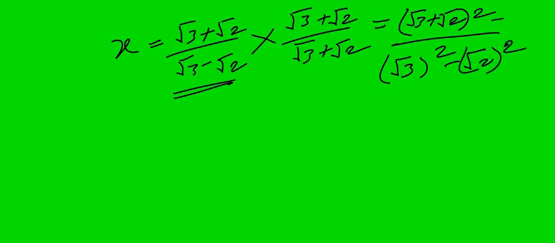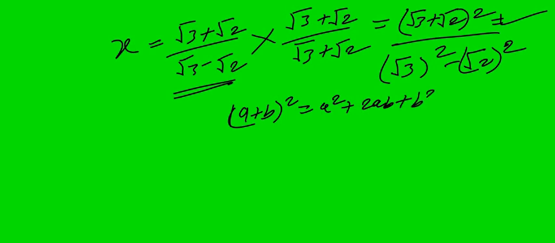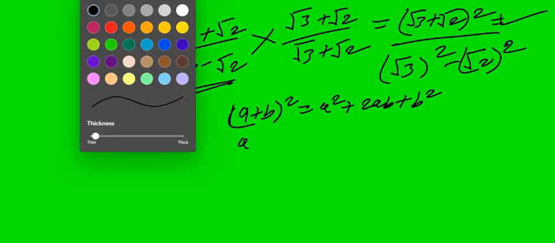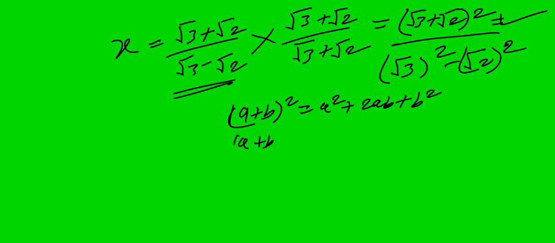So see, here you are going to use (a plus b) whole square, and in the numerator we are going to use (a plus b) whole square is equal to a square plus 2ab plus b square, and in the denominator we are going to use (a plus b) into (a minus b) is equal to a square minus b square.